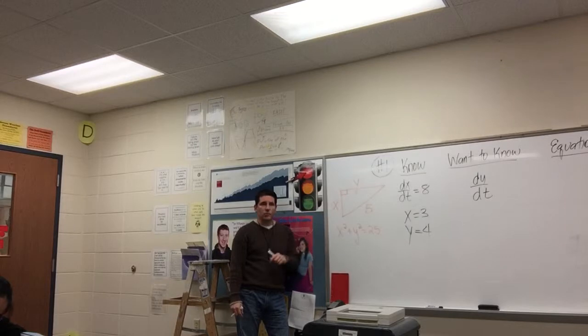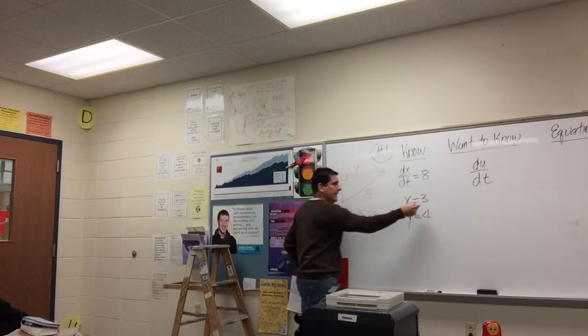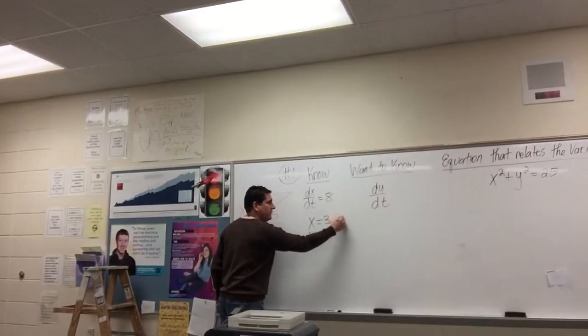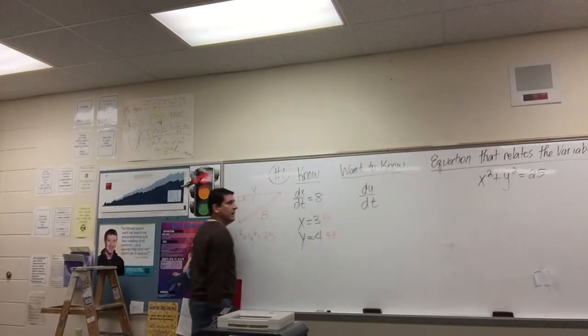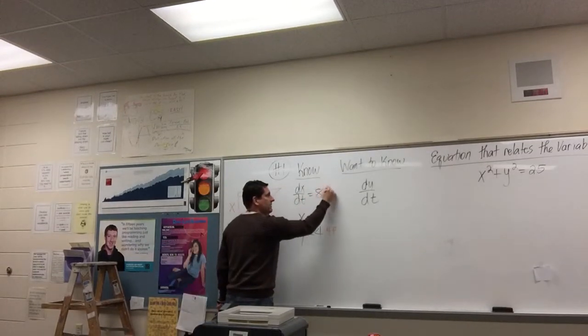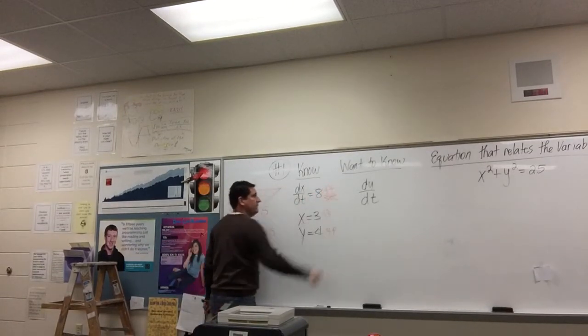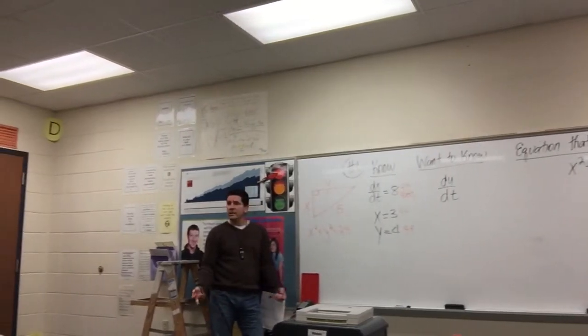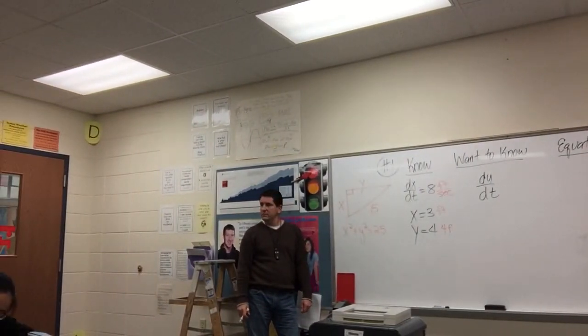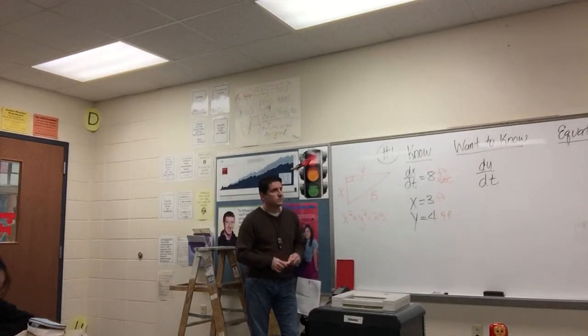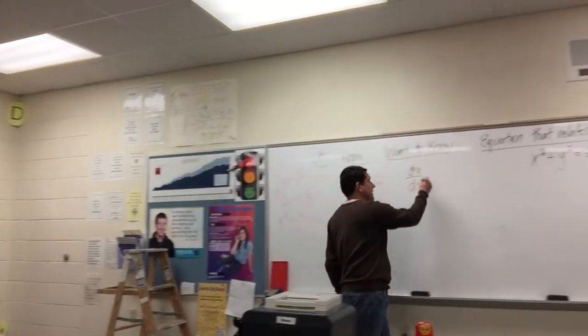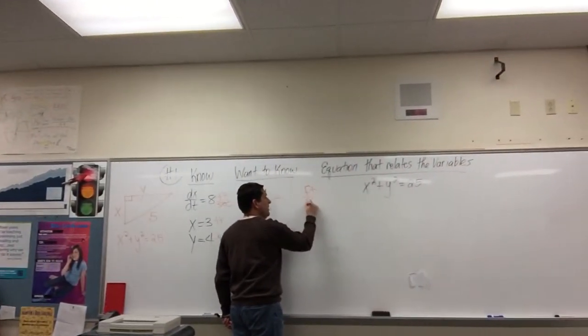So actually, this is a lot like the rope problem that we just did, where we can even put numbers in there just for our own good. This would be like 3 feet, and this is 4 feet. And if the dx dt is, say, growing at 8 feet per second, the question is, what is y changing at? So dy dt, the answer is going to be in feet per second, but we have to figure out what it is.